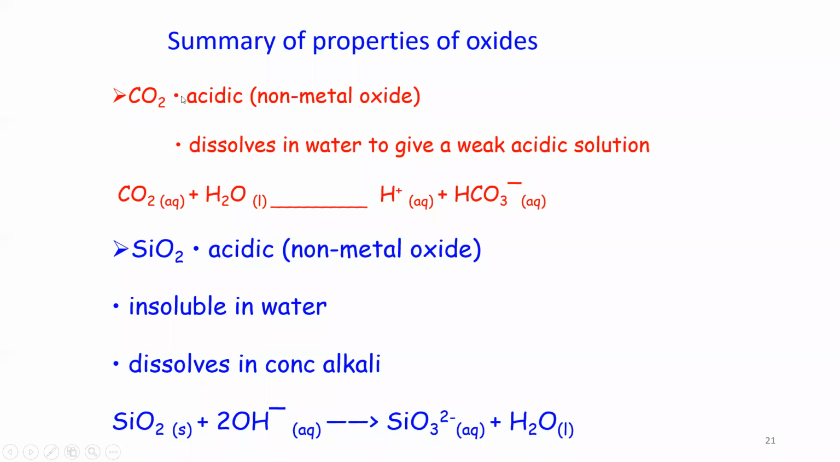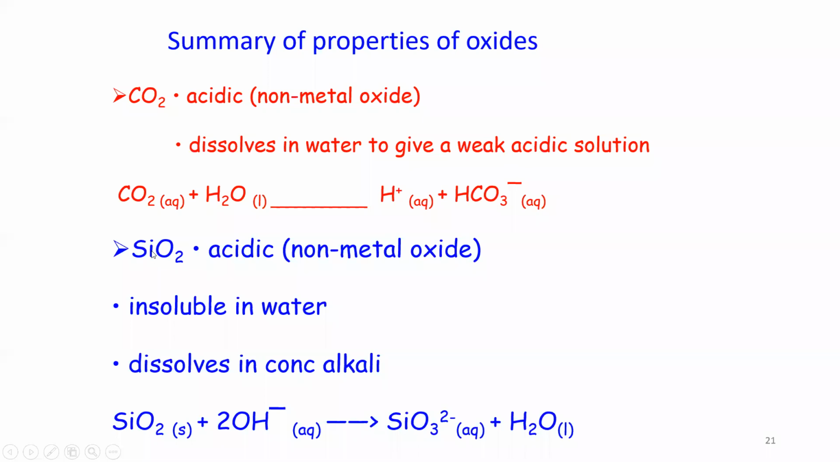So your carbon dioxide can dissolve in water to form an acidic solution. Your silicon dioxide is insoluble in water. It tends to be more amphoteric, so that is why it's insoluble in water, but it can dissolve in alkaline. So your silicon oxide is acidic, sorry.